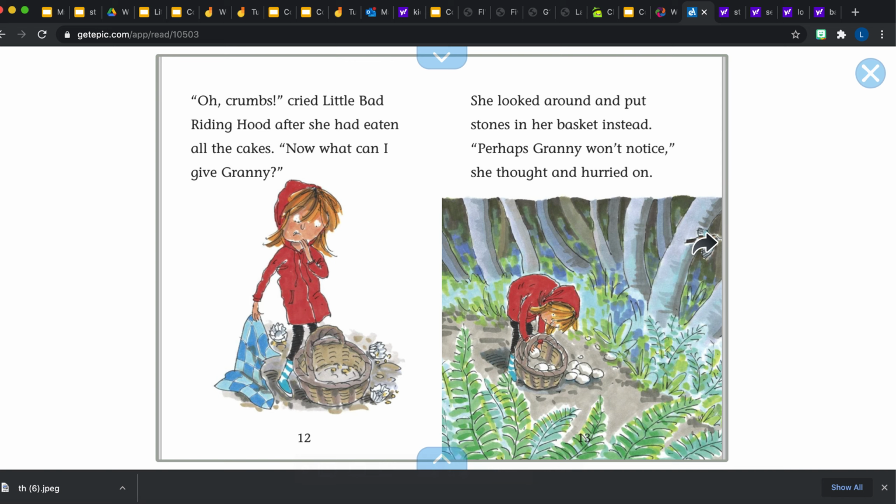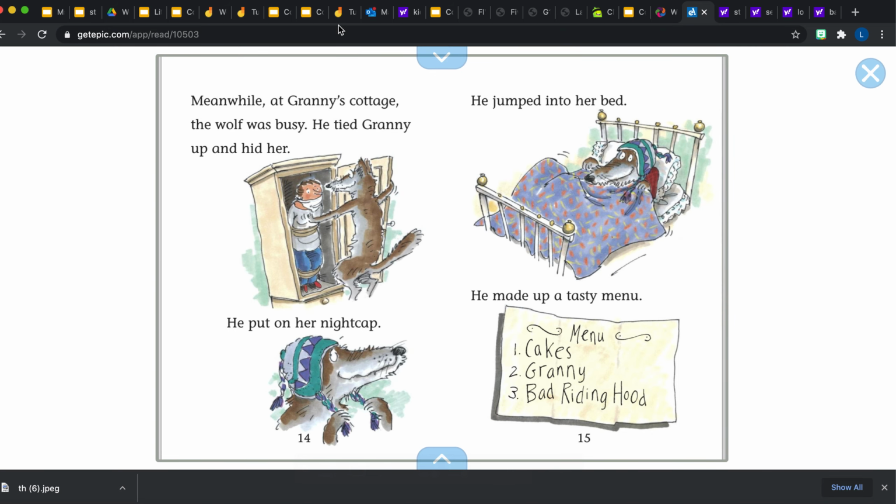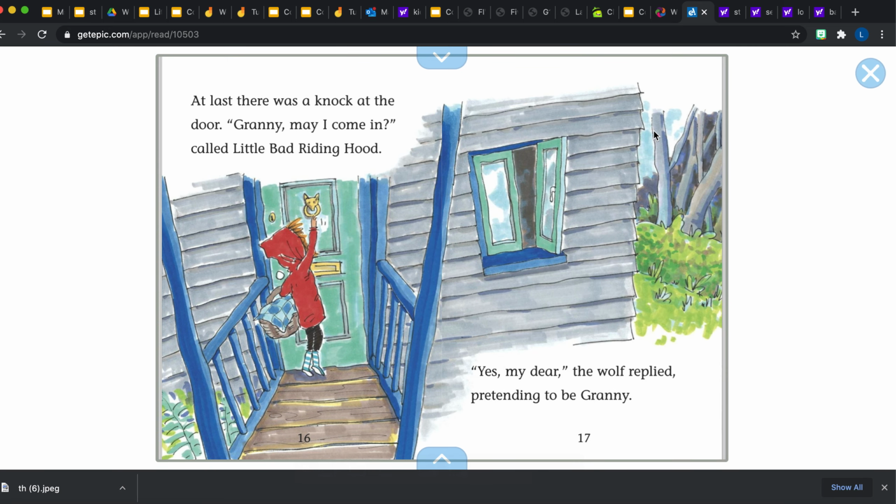"Oh, crumbs," cried Little Bad Riding Hood after she had eaten all the cakes. "Now what can I give Granny?" She looked around and put stones in her basket instead. "Perhaps Granny won't notice," she thought, and hurried on. Meanwhile, at Granny's cottage, the wolf was busy. He tied Granny up and hid her. He put on her nightcap. He jumped into her bed. He made up a tasty menu. Cake, Granny, Bad Riding Hood. At last, there was a knock at the door. "Granny, may I come in?" called Little Bad Riding Hood.